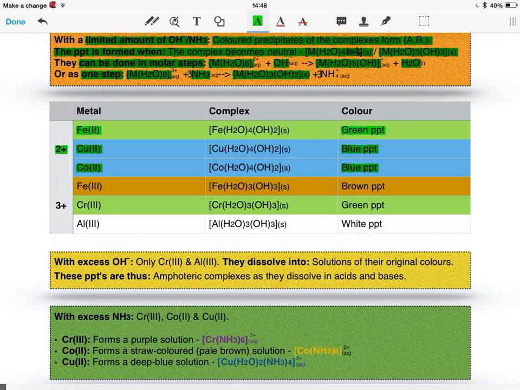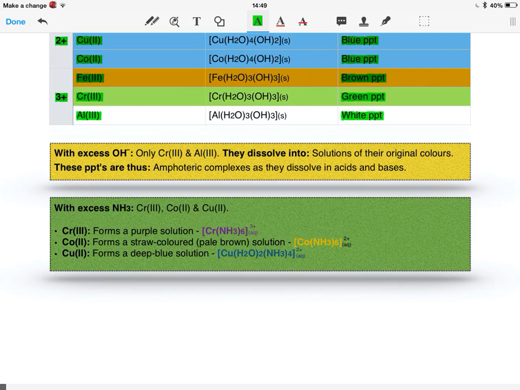In terms of the 3+ ions, iron 3 will produce a brown precipitate, chromium 3 will produce a green precipitate, and aluminium 3 will produce a white precipitate. Again, this is when we react them with a limited amount of hydroxide or ammonia.